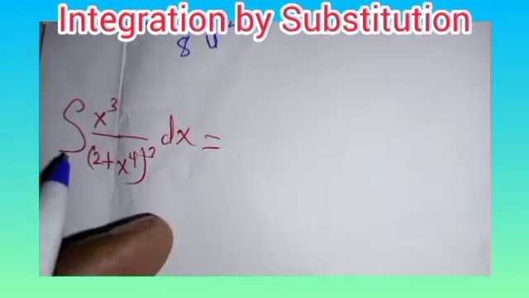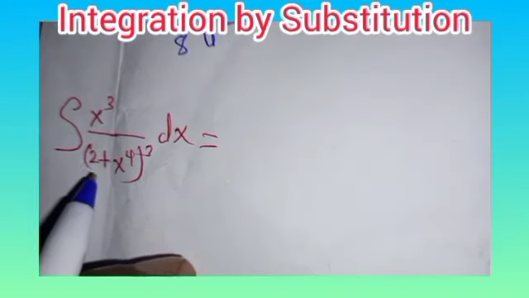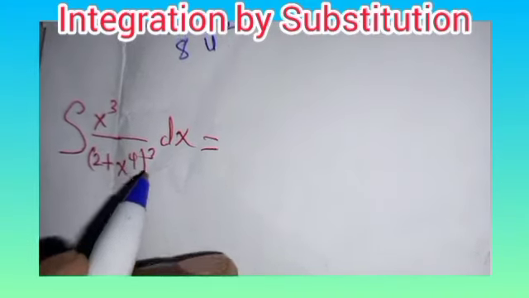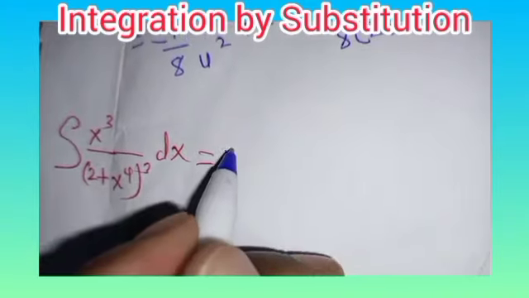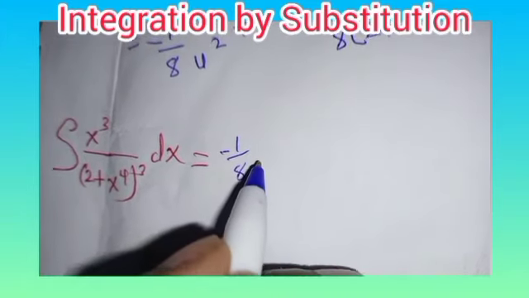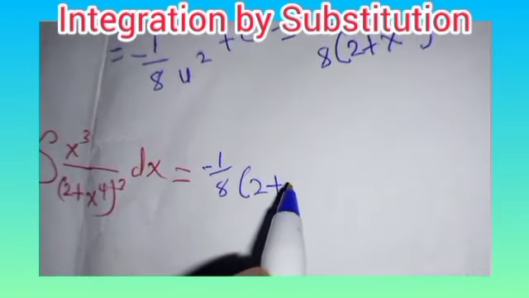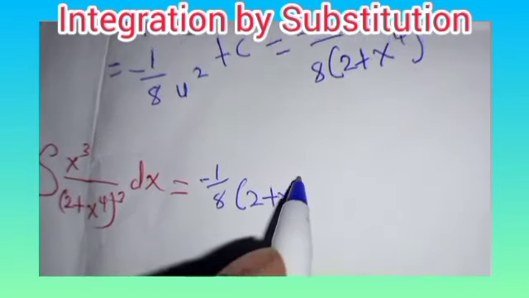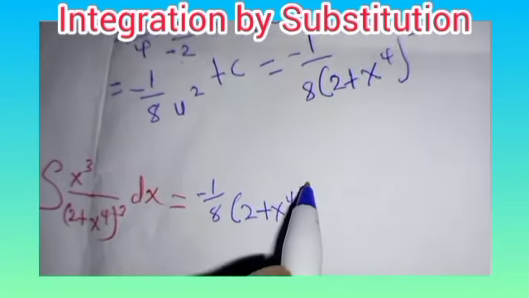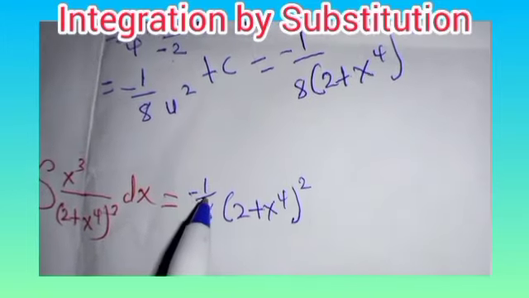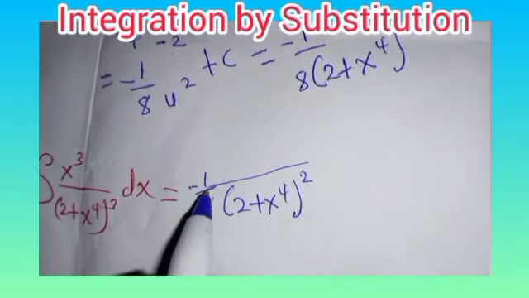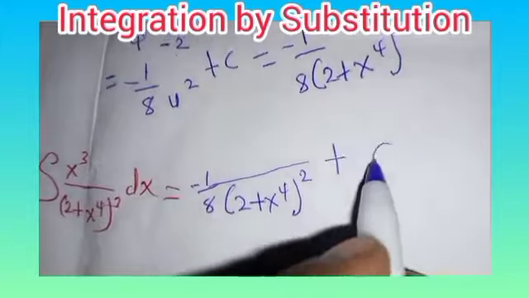Hence, the integral of x cubed divided by bracket 2 plus x power 4, everything cubed, we have found it is 1 over negative 8 times 2 plus x power 4 squared. Then we add a constant c.